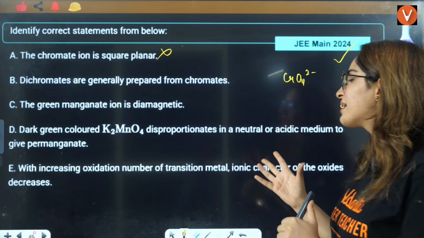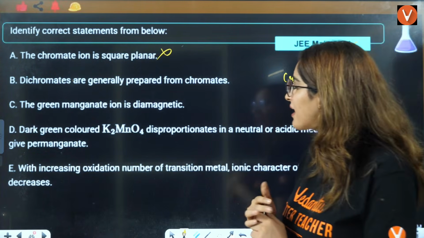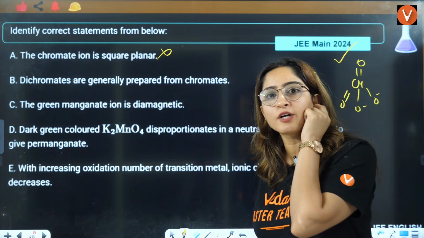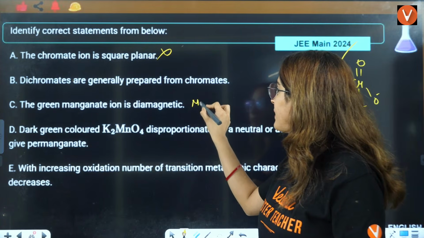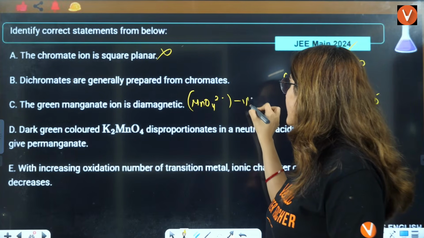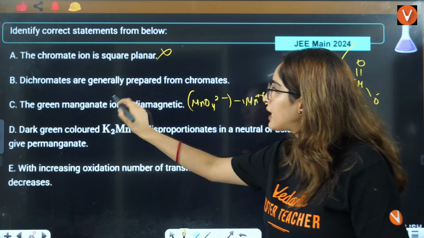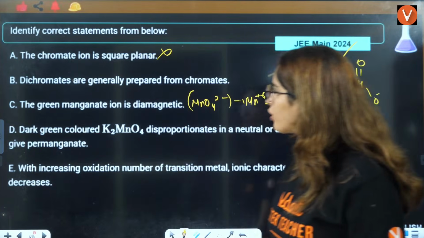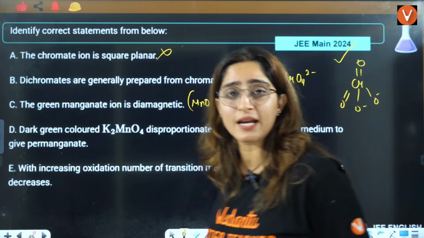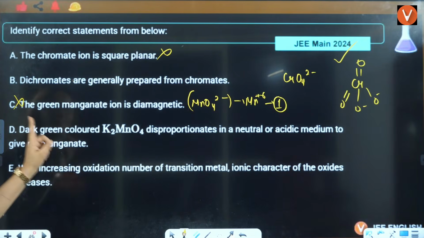The green manganate ion is diamagnetic. Manganate means they are talking about MnO4 2 negative, and this was existing in Mn plus 6. So that was having one unpaired electron, so that will definitely not be diamagnetic. No, that will be paramagnetic. It has one unpaired electron. So this is wrong.